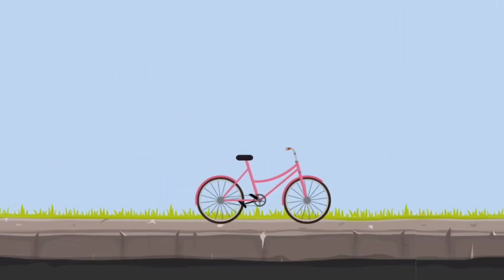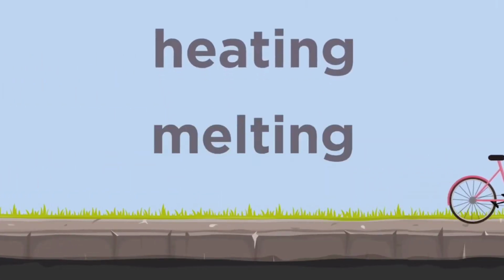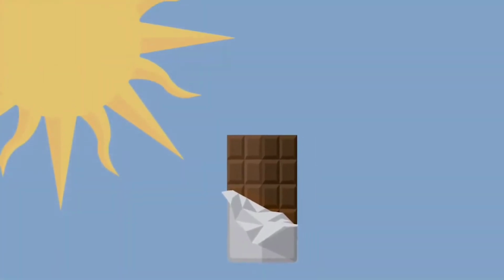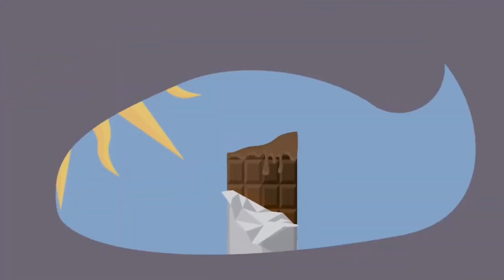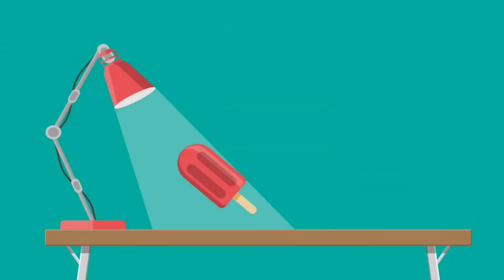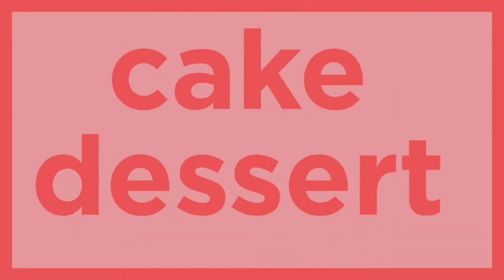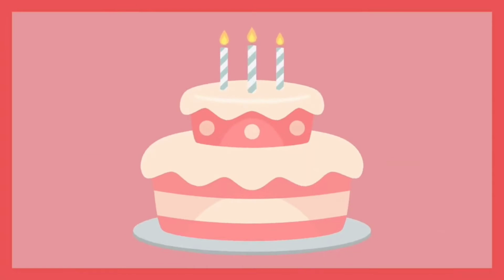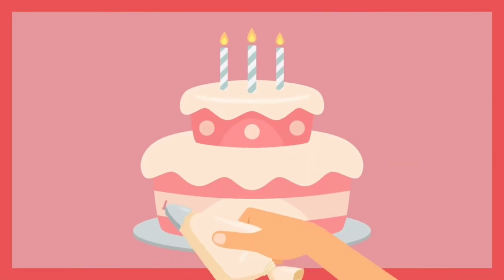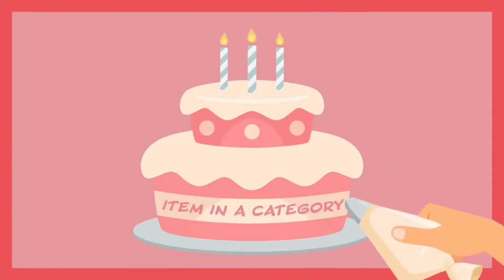What is the relationship between heating and melting? Heating something can cause it to melt. For example, heating an ice pop will cause it to melt because the heating occurred first. It's the cause, while melting is the effect. This is a cause and effect relationship. How are cake and dessert related? Cake is a type of dessert. This is an item in a category relationship.